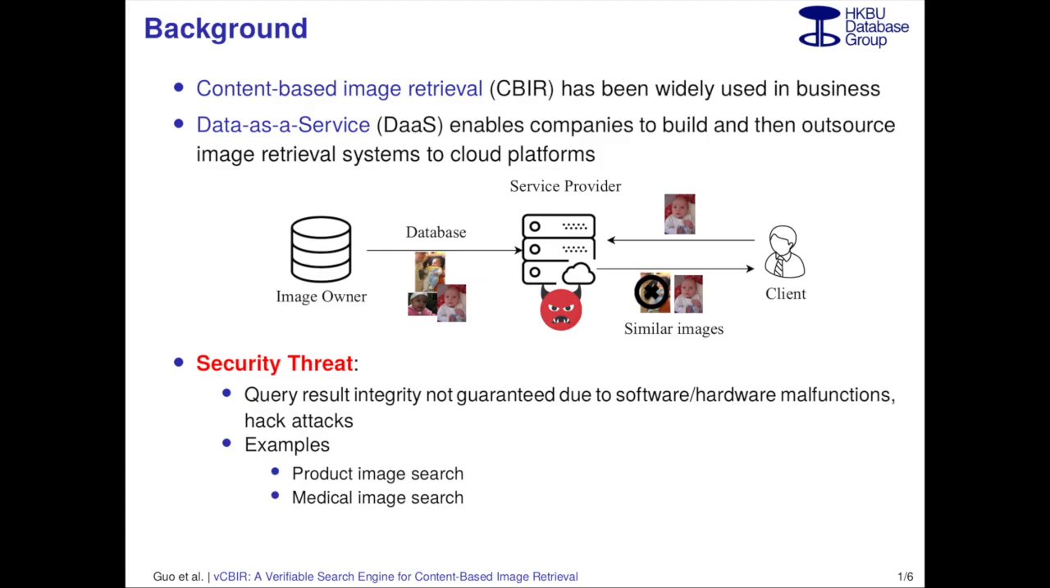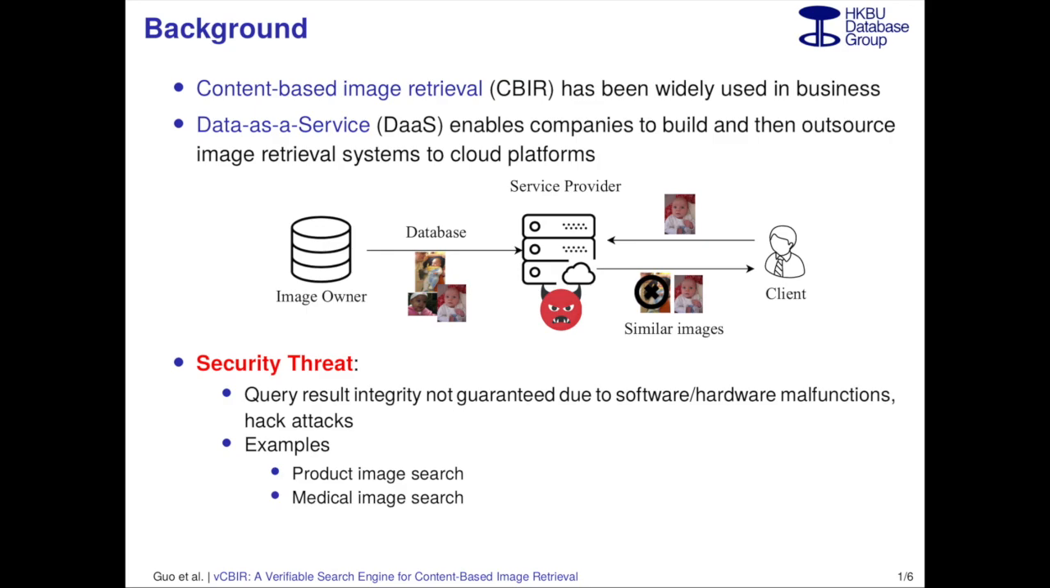Here is a simple DaaS model. The image owner outsources its images to a service provider. When receiving a query image from a client, the service provider returns similar images to the client.